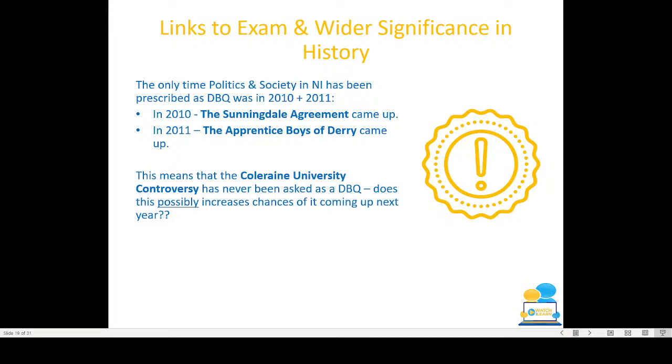We cover all three in good detail. They're all very accessible. They all link on to each other. They follow a nice chronological order. So this Saturday session, we're going to cover the Coleraine University Controversy. We don't just bank this one. There's a good chance that it probably won't come up again.